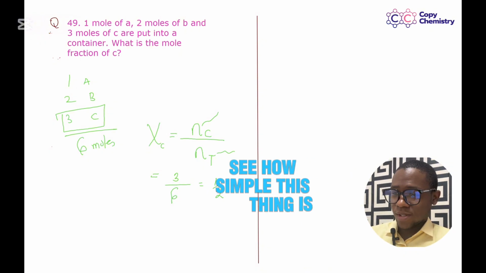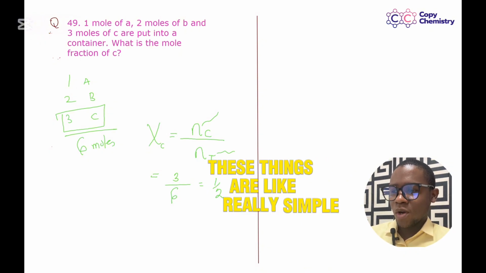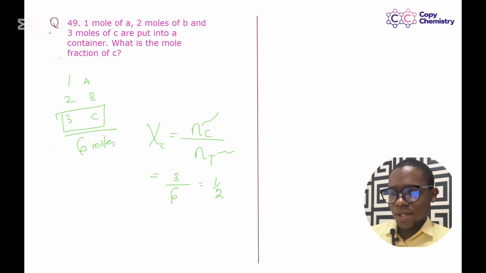See how simple this thing is? These things are like really simple. We are almost at 50 and we're going to 100, right?